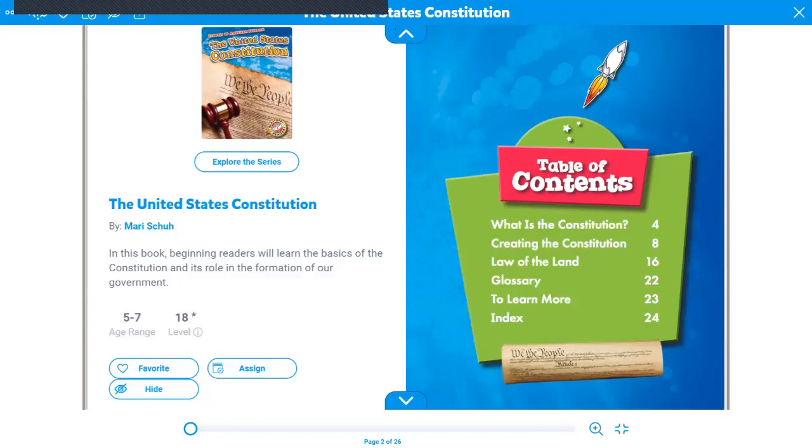We will be learning what is the Constitution, creating the Constitution, law of the land, and then at the end of the book, there's a glossary, which will help explain words. There is a page to learn more, where if you wanted to learn more about the Constitution, it tells you where to go. And finally, there's an index. And an index will show you where in the book to find information you're looking for. Let's get started.